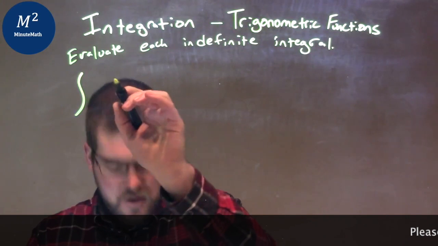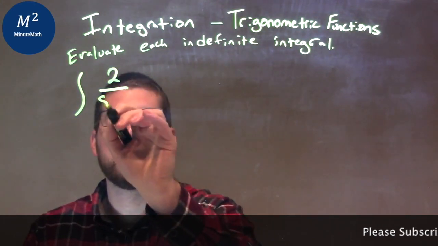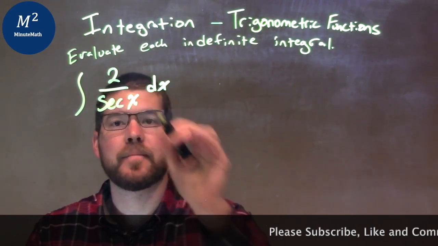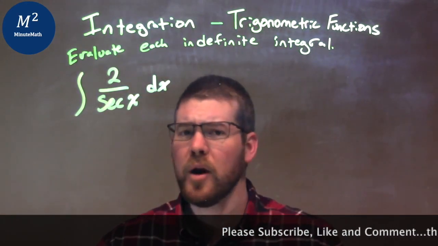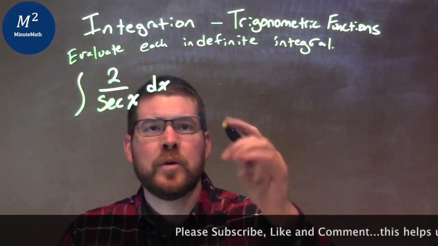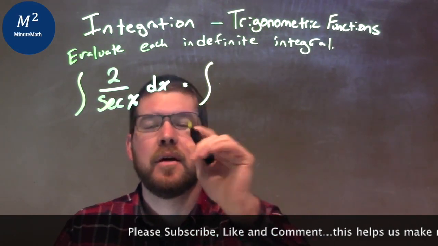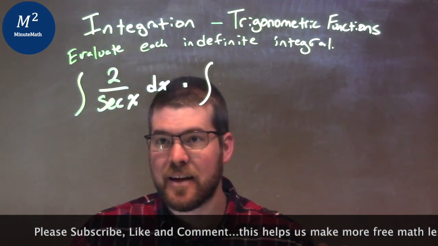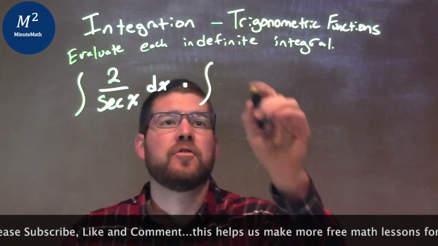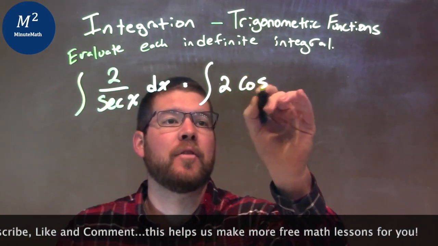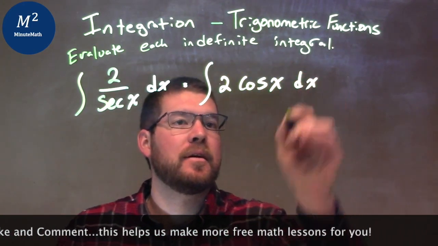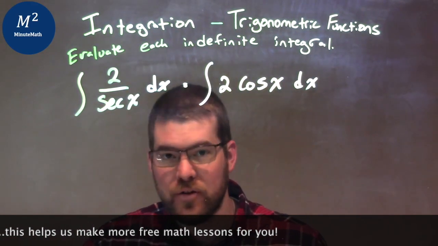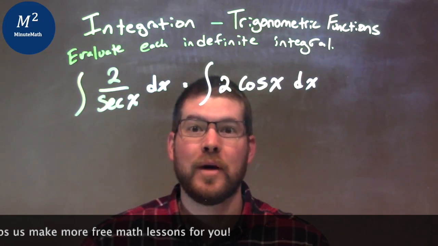Okay. The integral of 2 over the secant of x dx. Well, what I like to do there is rewrite this. I know that 1 over secant of x is cosine of x, right? So I can just write 2 cosine of x dx. These are the same thing, right? So I adapted the equation before I took the integral.